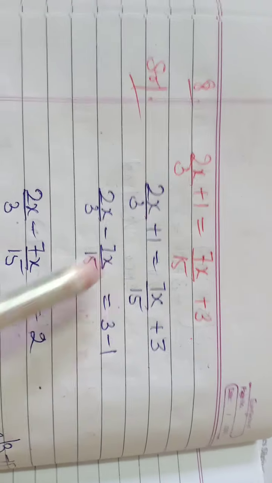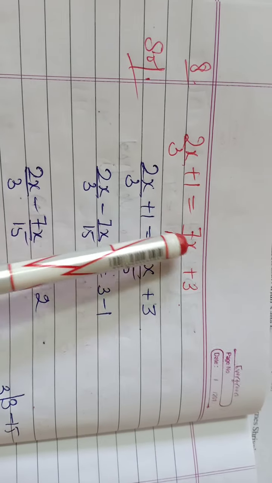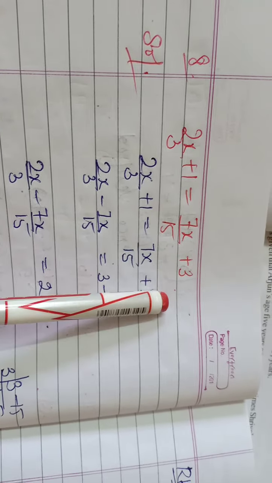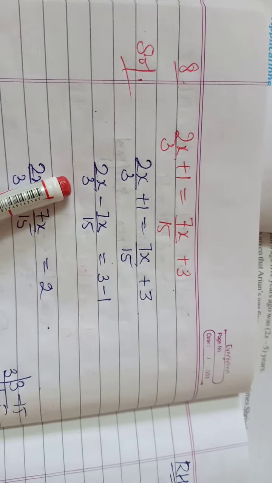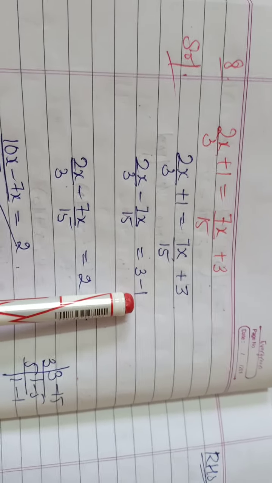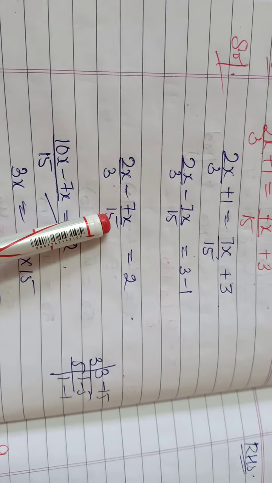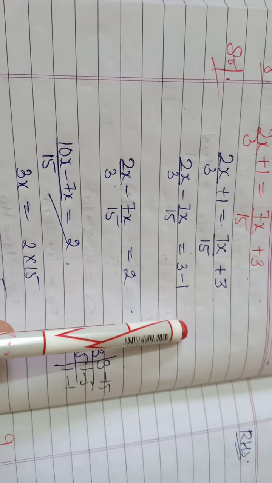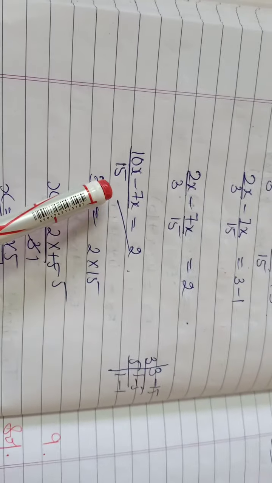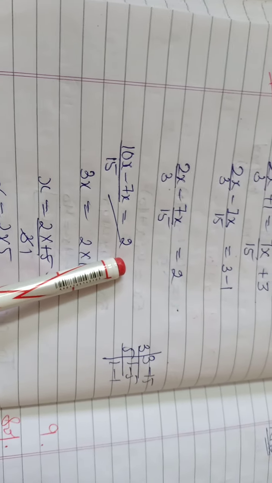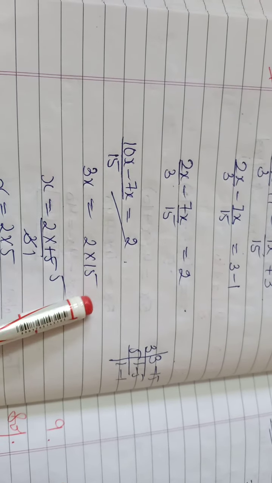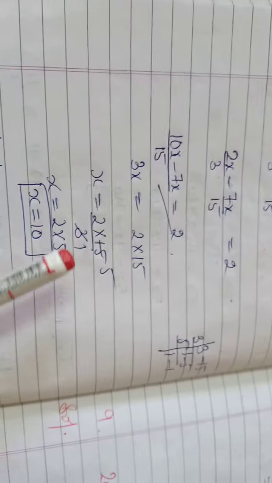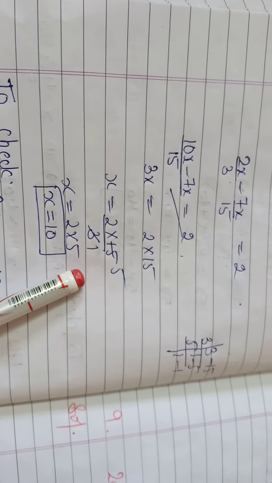The next question is 2x by 3 plus 1 is equal to 7x by 15 plus 3. Firstly, variables are on one side and constants are on one side. Now take the LCM of 3 and 15 on this side. We get 15 and this is simply solved. After that 15 goes to this side, cross multiplying it. So we get 3x is equal to 2 into 15. Now x is equal to 10.